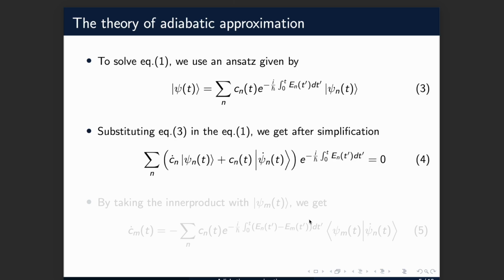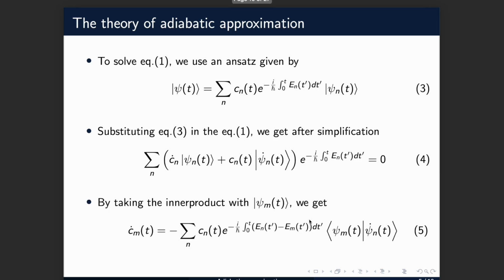Now we take the inner product with some eigenvector psi m of t and we get equation 5. This gives the time derivative of the coefficient attached to the eigenvector. So to find that, we need to find the inner product of psi m of t and psi n dot of t. So how to find this inner product?